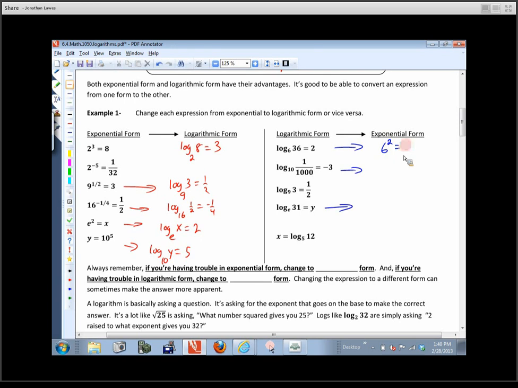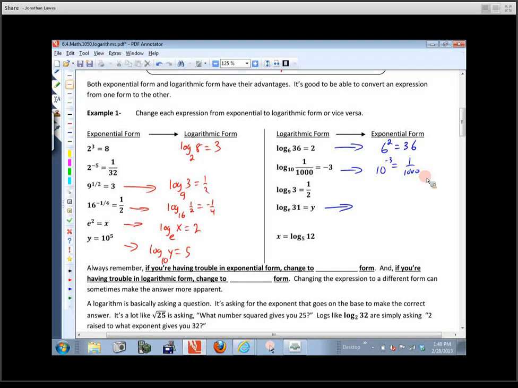2. And what does it equal? 36. So if we read it in this form, everybody watch please. Log base 6 of 36 is 2 because 6 to the second equals 36. If we look at this one right here, 10 to the -3 equals 1 over 1,000. Exponential base 10 raised to the negative 3 equals 1/1000.